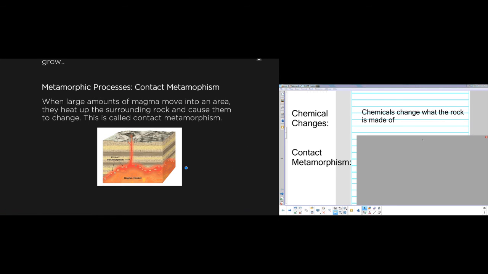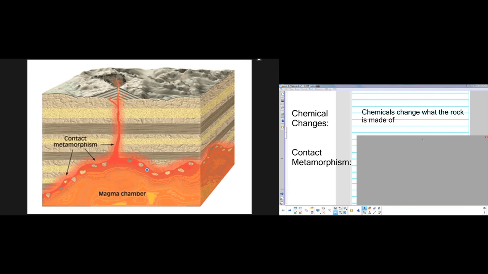Lastly, the last metamorphic process is contact metamorphism. When large amounts of magma move into an area, they heat up the surrounding rock and cause them to change. This is called contact metamorphism. So if we see in the picture here, we have a magma chamber. We have magma moving into an area. Well, all that really hot magma is going to melt some of the rock that it touches, but some of it is not going to quite melt.